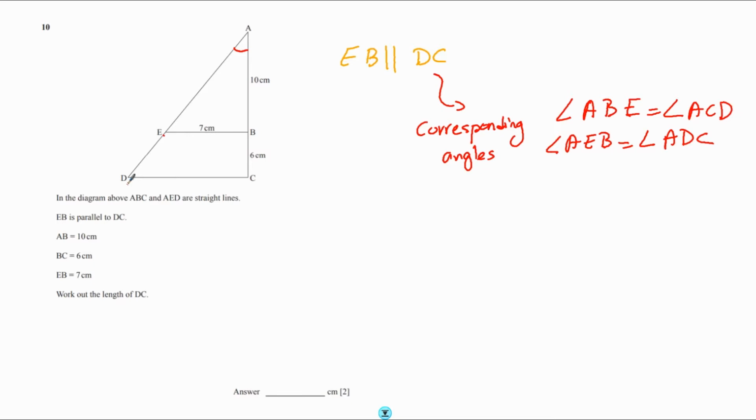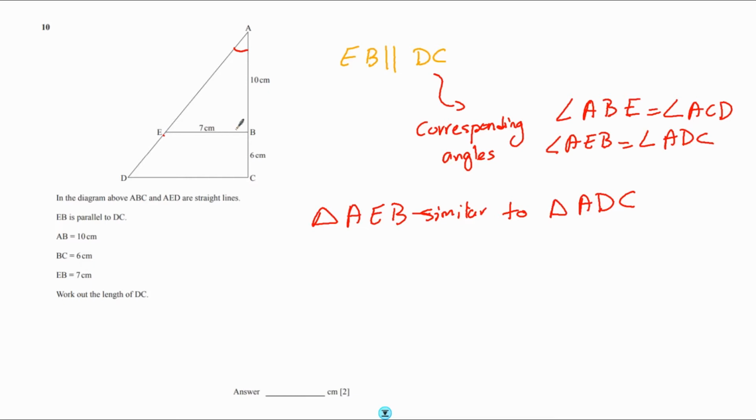We just need two equal angles to be able to say that two triangles are similar, which is the most important similarity condition. Mainly, most of the time, we have these two equal angles. So we have already proven that two angles are equal, and we can say that triangle AEB is similar to triangle ADC. So we have proven that these two triangles are similar.